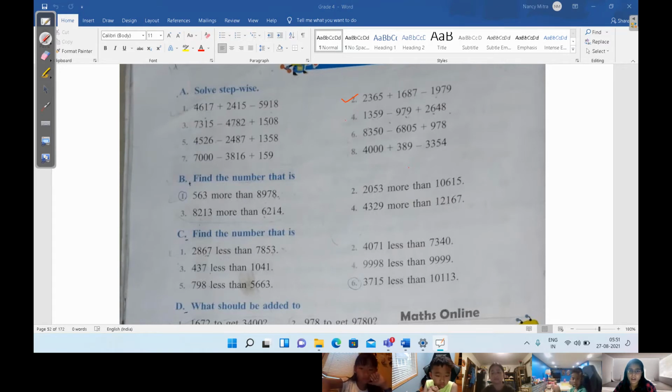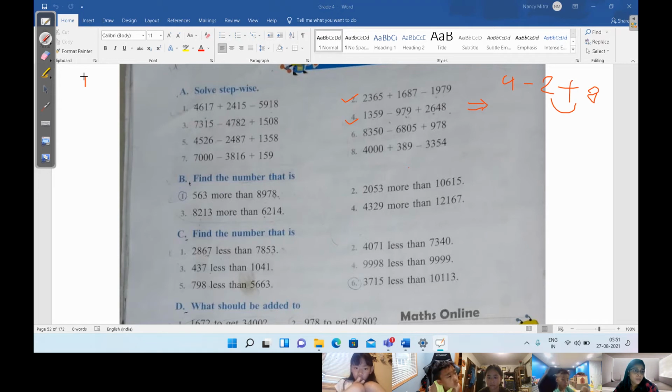Listen to me. If you have, for example, 4 minus 2 plus 8, so tell me, firstly which step do we have to take? Firstly we have to subtract, or firstly addition? What do we take first? Subtract? No, listen to me. That is the most important step. Firstly we have to add. Because that is the rule of BODMAS.